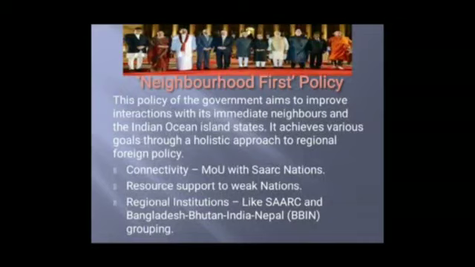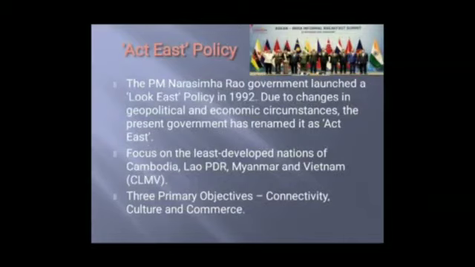And so, moving on to the Act East policy. What exactly is the Act East policy? The PM Narasimha Rao government launched the Look East policy in 1992. Due to changes in geopolitical and economic circumstances, the present government has renamed it Act East to represent its proactive role in increased integration of India into ASEAN, the Association of Southeast Asian Nations, and East Asian countries.